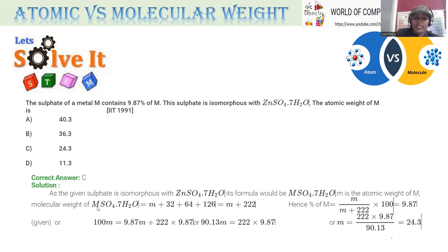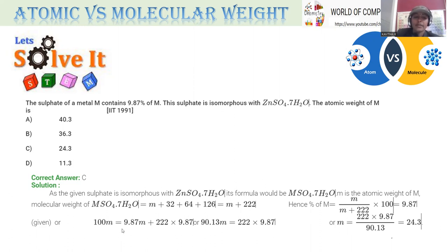So here 32, 64, 126, these are known terms. M is unknown, the metal to be predicted, so M plus 222 can be taken over here, right? Percentage of the metal is equal to M by M plus 222 into 100. So here the percentage of the metal is calculated in this manner. 9.87 is given. That percentage is already known, and these other terms are known. M is to be calculated. Now we can calculate M over here.